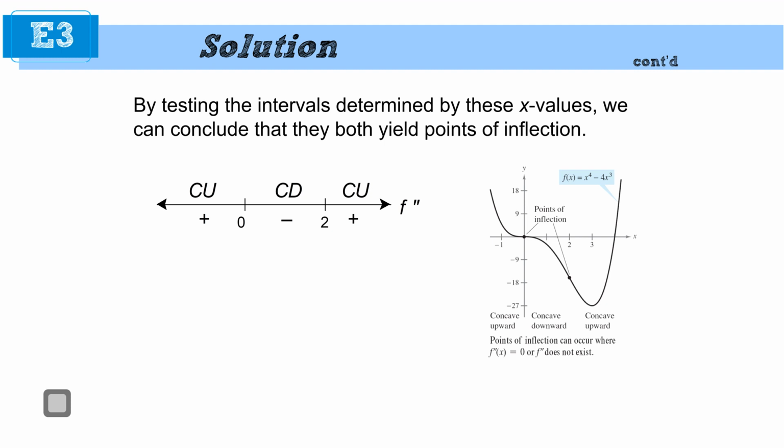The number line is what is going to verify that it is changing from concave up to concave down, concave down to concave up. So we do have 2 points of inflection there.